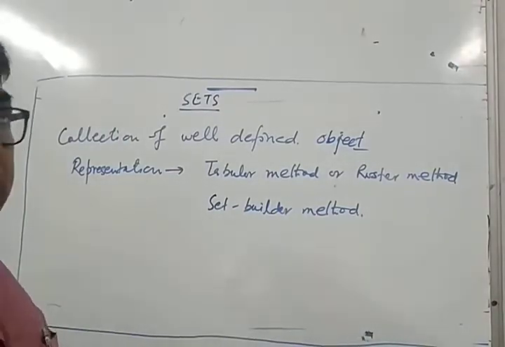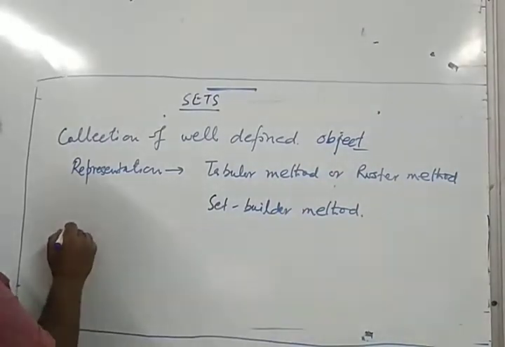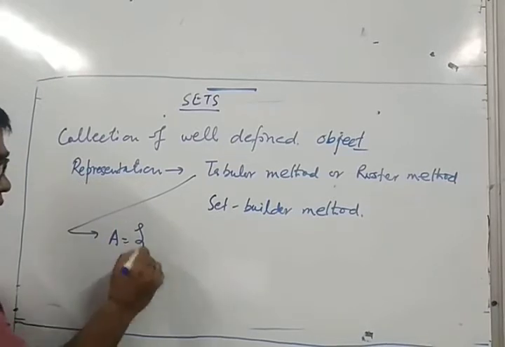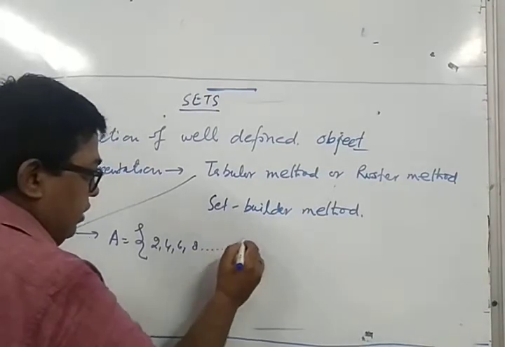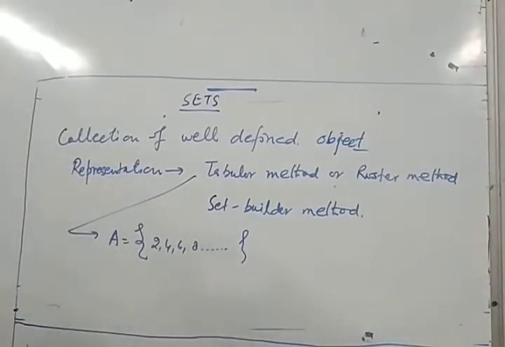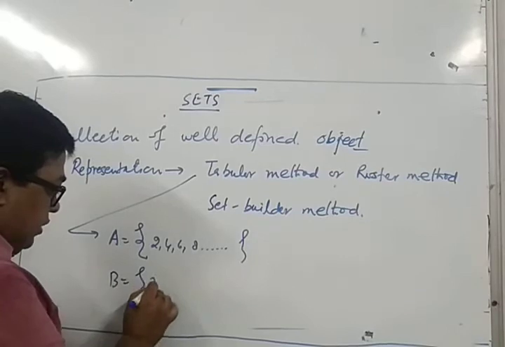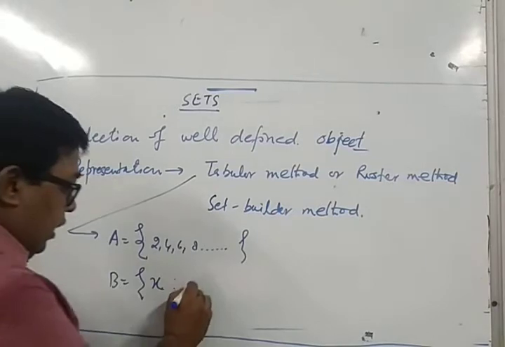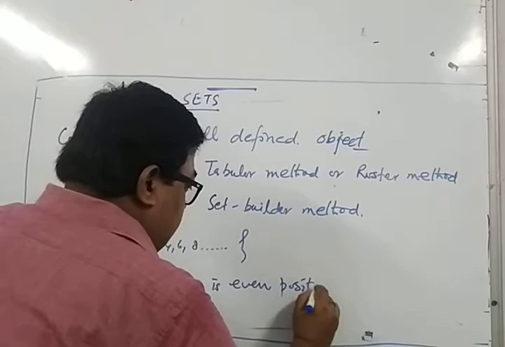Suppose I am saying a collection of even numbers. In the tabular method, we say A equals, using curly brackets, the even numbers 2, 4, 6, 8, and so on. This is known as the tabular method or roster method. Second, in the set builder method, we say A equals {x such that x is even, positive}.